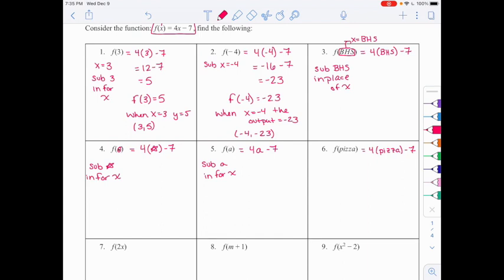Anyway, so 4 times pizza minus 7, right? I just took whatever was in my parentheses and subbed. Replace x with that thing. In this case, it happened to be pizza.